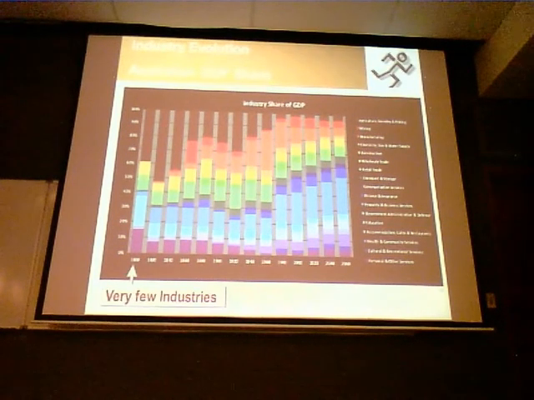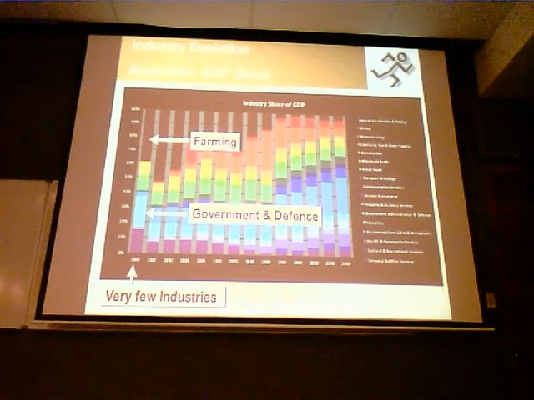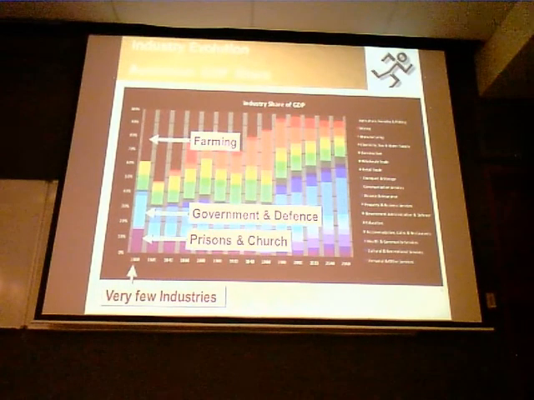So let's have a look at Australia back in 1800. There are less than 10 industries back then in 1800. There was farming, the agricultural sector, that made up a big chunk, about 40%. When we were just settling, government and defence was another big chunk there, that blue chunk there, and the purple one was the prisons and also the religion or the church. So that made up about 15% of what Australia's industries were.